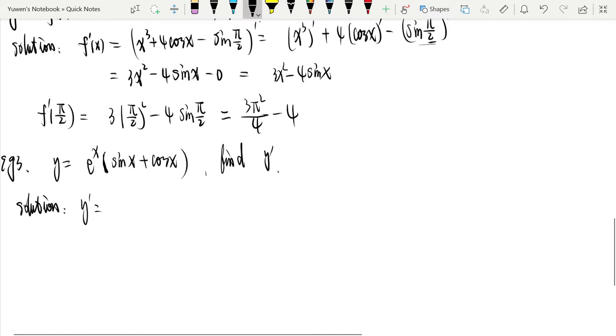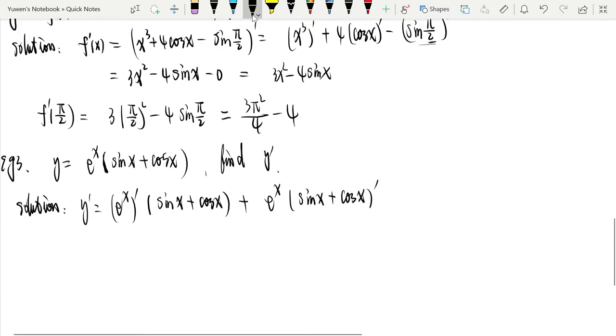The bracket, regard it as a whole, as a function. So first we use the product rule: the derivative of the first function times the second function, plus the first function times the derivative of the second function. e to the x, the derivative of e to the x is just itself, plus e to the x. Now, the derivative of this bracket, we can use the rule of addition, because that's two functions added together. Then we just need to take the derivative of both functions and add together.